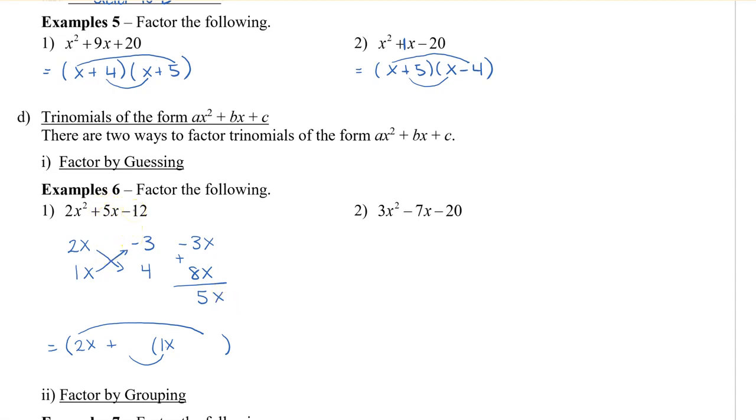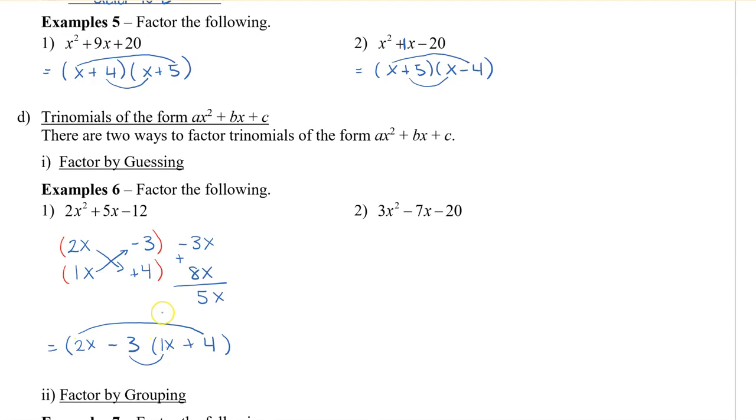So what happens is I can actually place 2x minus 3 and 1x plus 4, this is actually positive 4, into these brackets. So I'm going to have 2x minus 3 and x plus 4. So let's do a check.